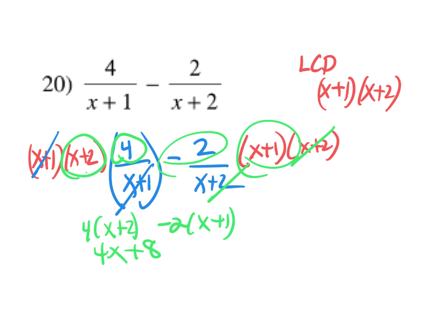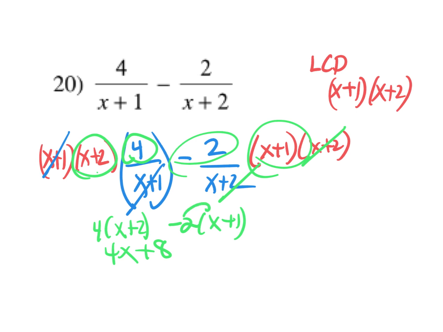and we will go ahead and distribute that, and that will give us a negative 2x minus 2. If we combine like terms, 4x minus 2x will give us 2x. 8 minus 2 will give us a positive 6. I could then make sure that that is factored into 2 times x plus 3.